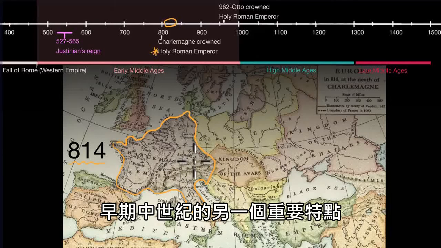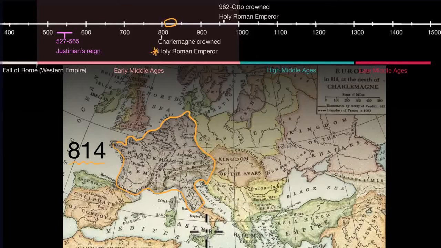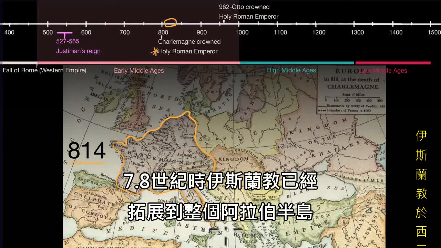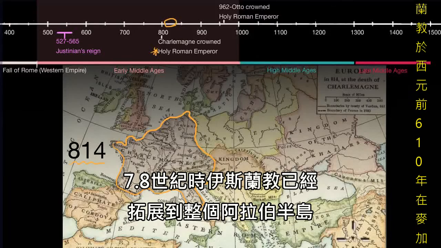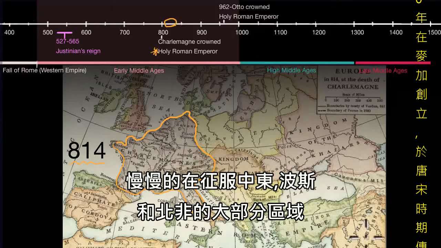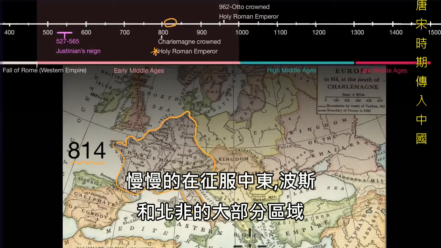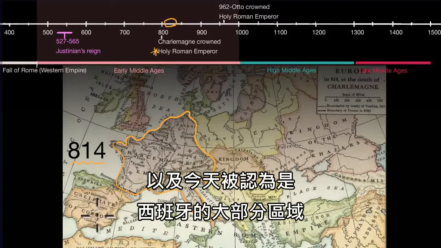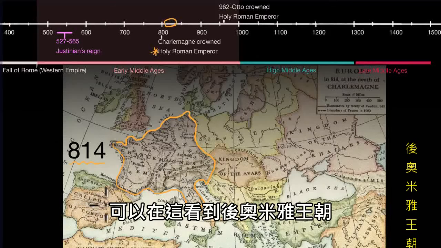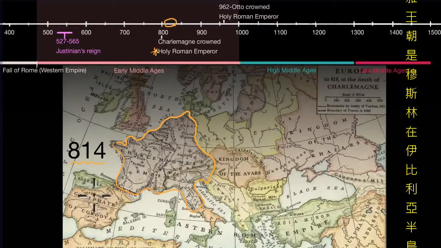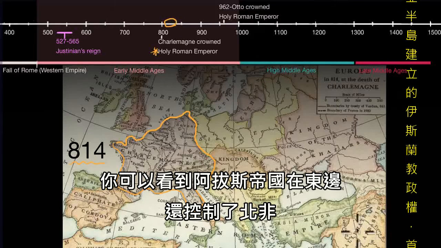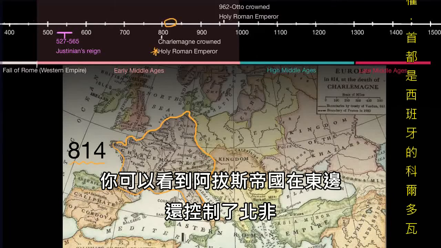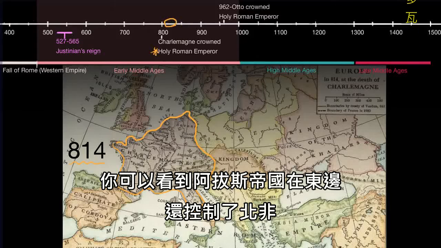Now, another major feature of the early Middle Ages, and you can see it on this map, is that Islam in the 7th and 8th centuries comes out of Arabia and is able to conquer much of the Middle East, Persia, North Africa, which you don't see on this map, and much of what we consider today to be modern-day Spain. And you can see it. You see the Caliphate of Cordoba right over here. You see the Abbasids here in the east, who also controlled much of North Africa.